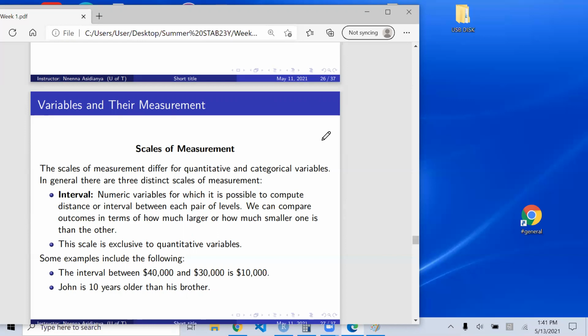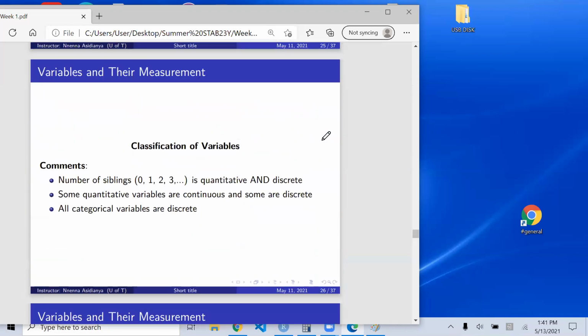Okay, so that's a good question that was asked, and we should keep in mind that some variables feel intuitively ordinal. There's an order to it, and you have to recognize when this happens. That was a very clever question, because sometimes you notice that qualitative variables have order. I will comment that number of siblings is both quantitative and discrete. Some quantitative variables are continuous and some are discrete, but all categorical variables are discrete.